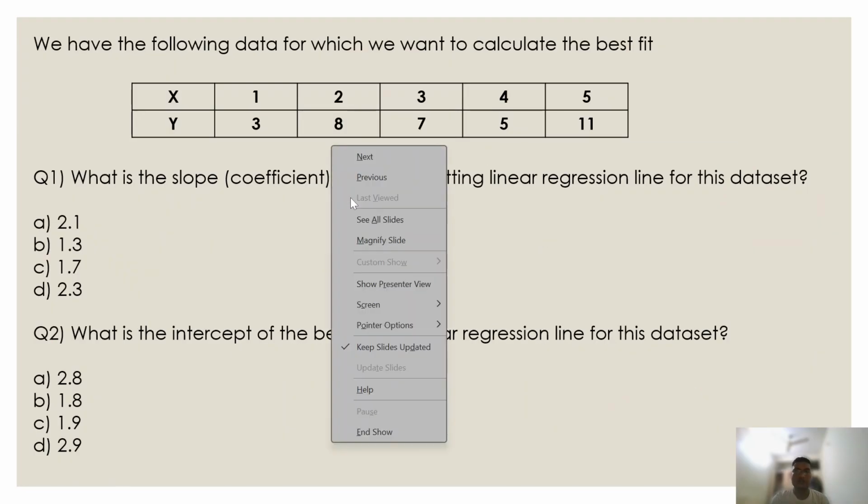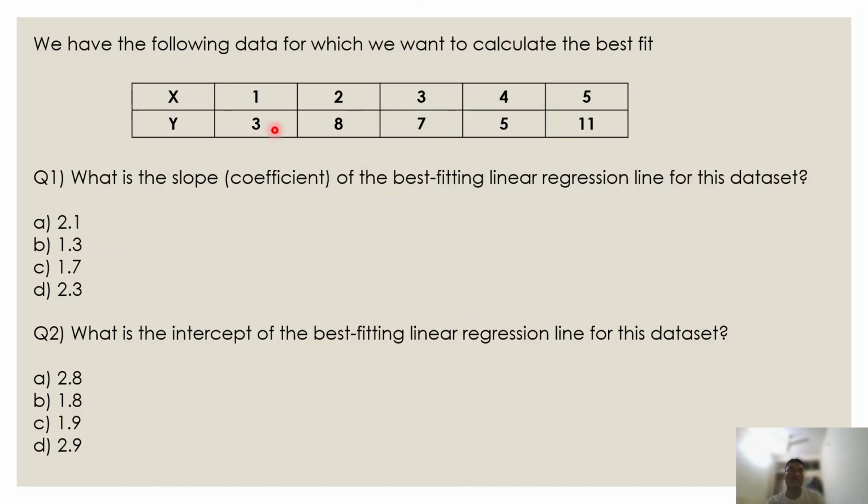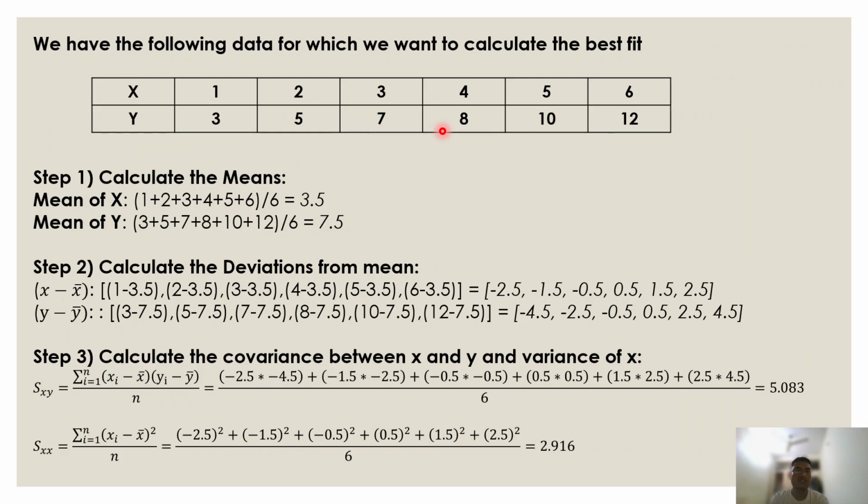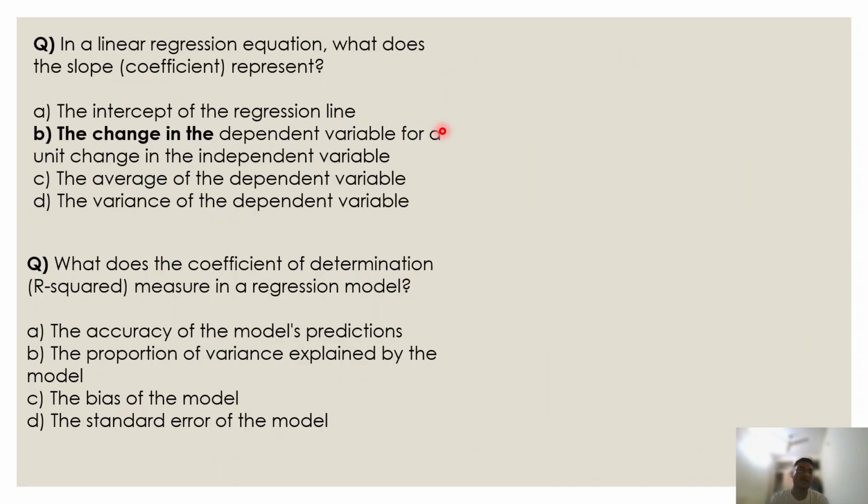Let's go into some numerical problems on what we just saw. I gave you the data. What is the slope of the best fitting linear regression? So you have to calculate beta zero, the intercept, and beta one, the slope. This is the data set I gave to you. Those who don't know the formula, just take this formula.